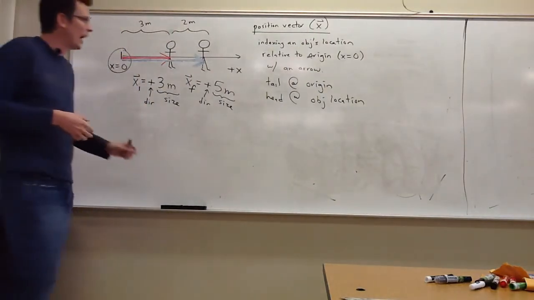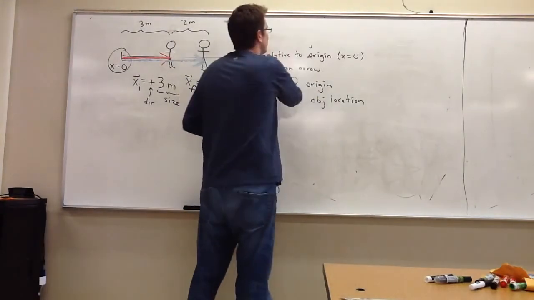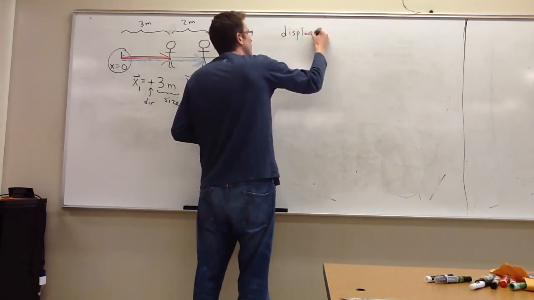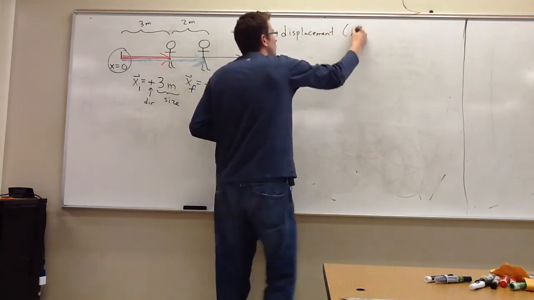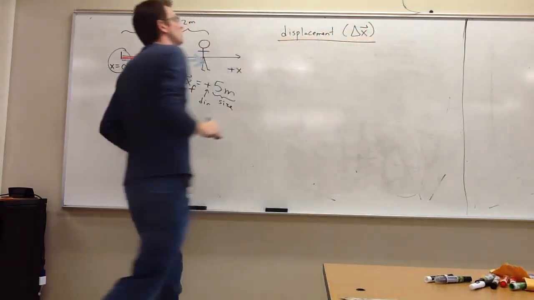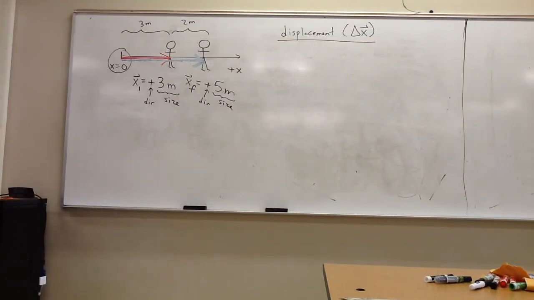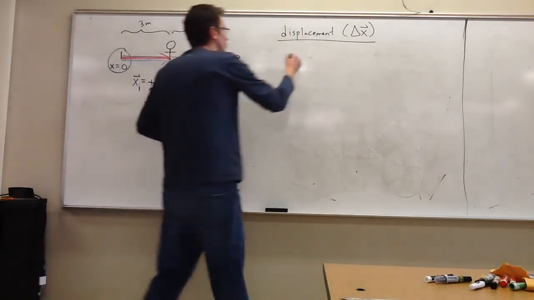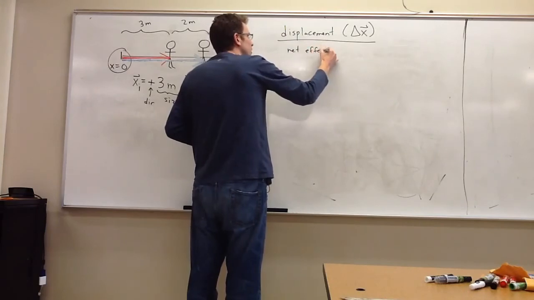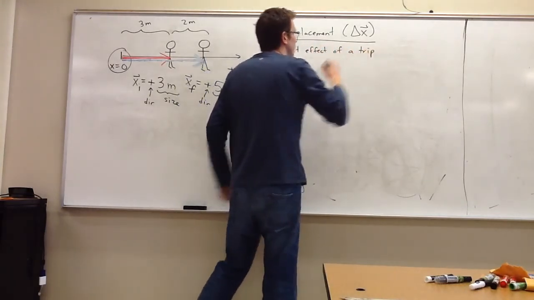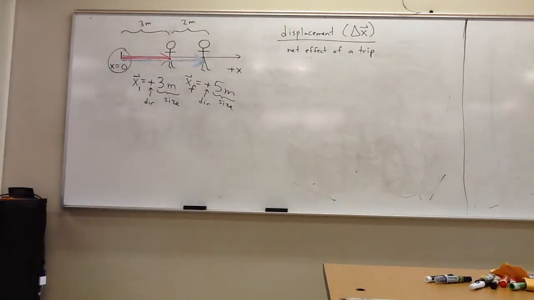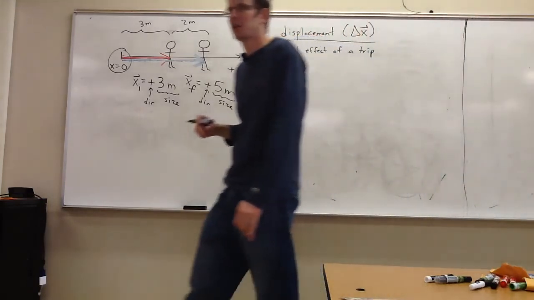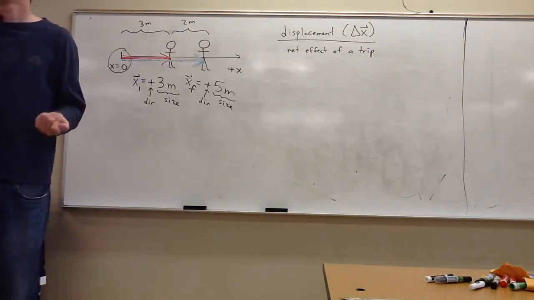Okay, so let's add to this another very related quantity called the displacement vector. Displacement is basically, you can see it's another vector, it's got a vector hat, and the purpose of it is to describe the net effect of a trip of some kind. If you know the English word for displacement, it's how much you are displaced from where you started. So it talks about the overall effect of a trip.